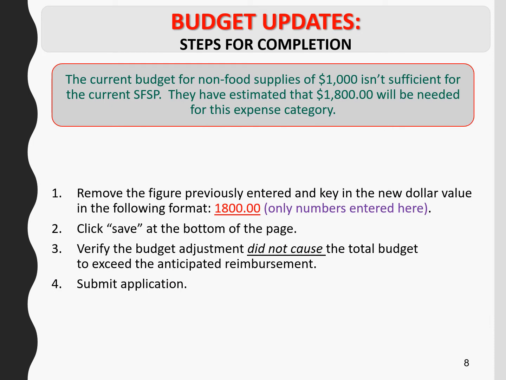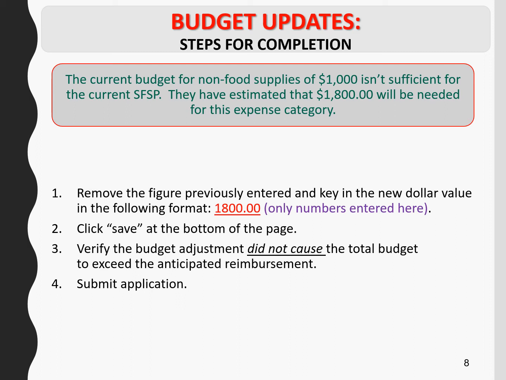Here are updates for budget updates. Here are the steps for completion. The current budget for non-food supplies of $1,000 isn't sufficient for the current SFSP. They have estimated that $1,800 will be needed for this expense category.